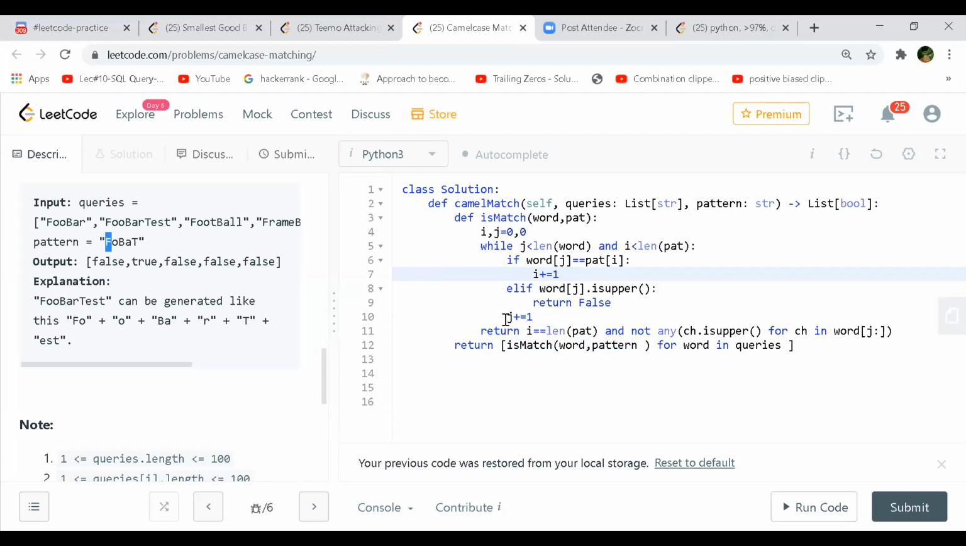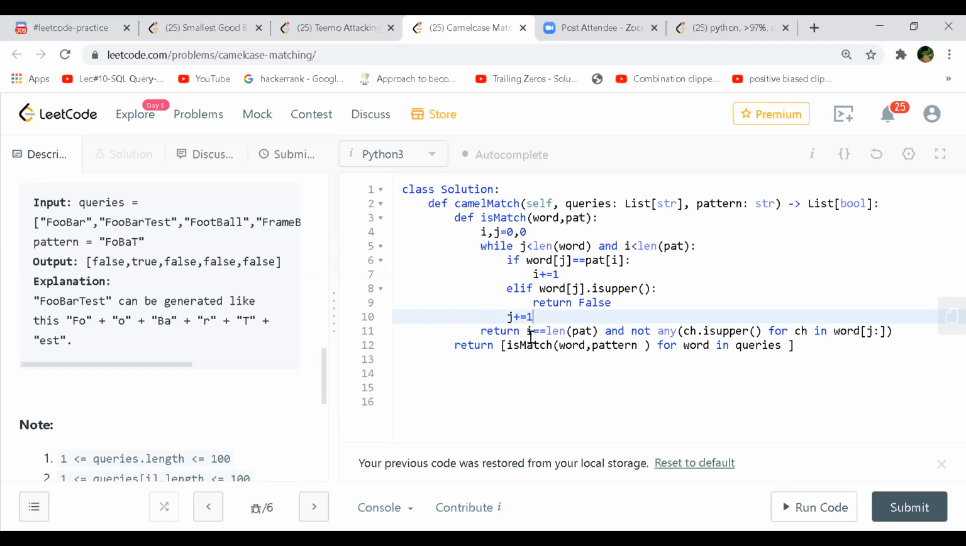Otherwise, I'm increasing the j. Yeah, but you are increasing for the lowercase also, correct? In the pattern, j. Yeah, that is what you will increase if it matches the lowercase also. Lowercase also you are going to increase. Other than that, if anything is matching, then it will return false.